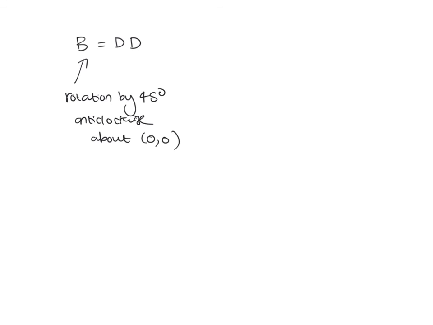Now, the question tells us that B is equal to D squared, or D applied twice. Now, we know that B represents a rotation by 45 degrees anti-clockwise about 0, 0. So how do we achieve a rotation of 45 degrees composed as two separate but identical transformations? Well, that means you've got two steps in your rotation, which means D is a rotation by 22.5 degrees anti-clockwise about the origin 0, 0.